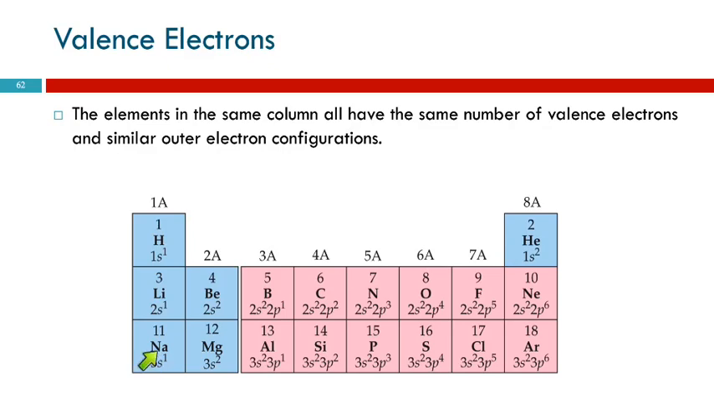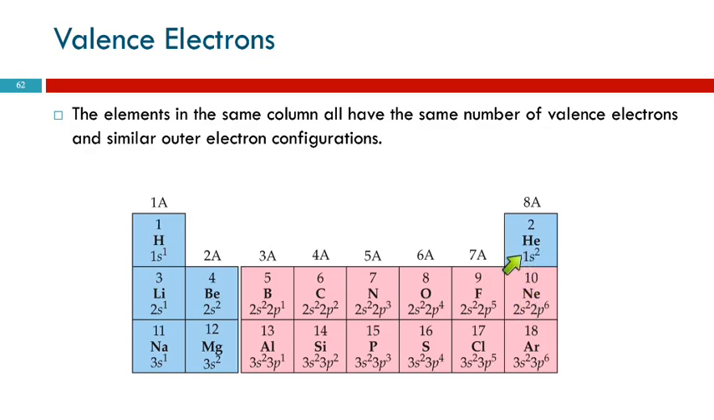So here we've got just some of the main group elements. So here's group 1A. Hydrogen has 1 electron. It has 1 valence electron. Here's lithium. It has 3 electrons, but only 1 valence electron. Sodium has 11 electrons, but 1 valence electron. All of the elements in group 1A have 1 valence electron. Let's go over here and look at group 3A. All of these guys have 3 valence electrons. So that's pretty easy, right?